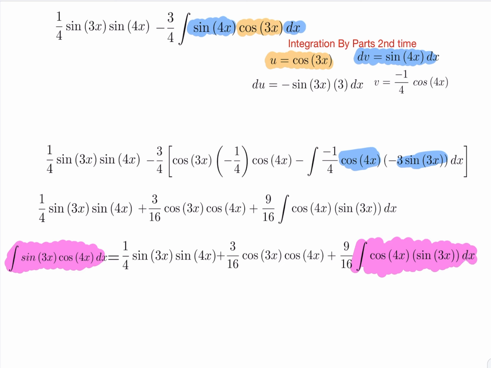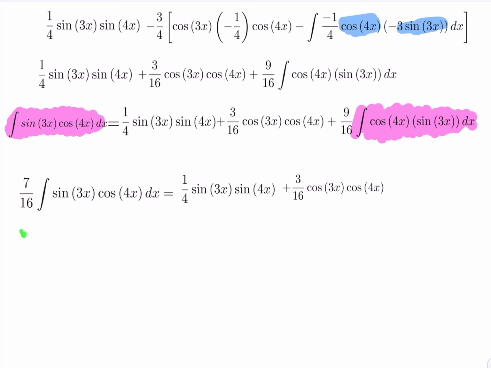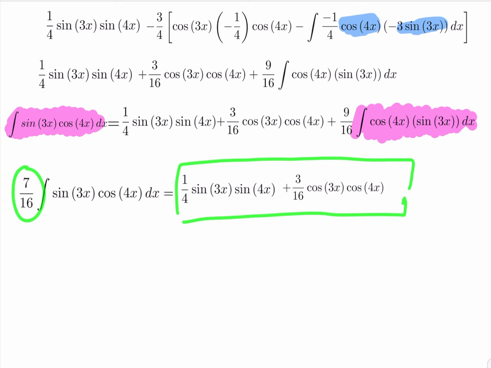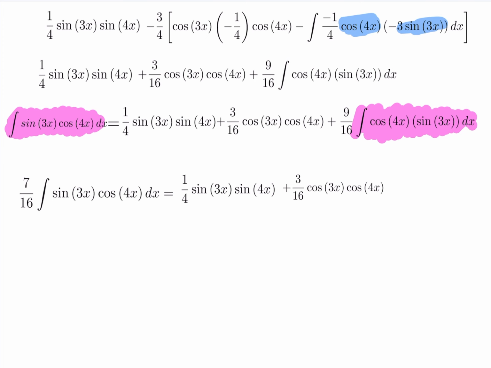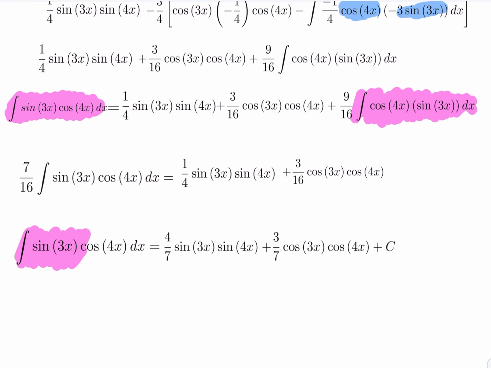So I'm going to go ahead and bring this 9 over 16th integral of our original question over to the other side, giving us the following. We end up getting 7 over 16. The integral of sine of 3x cos of 4x with respect to x is going to equal 1/4 sine of 3x sine of 4x plus 3/16 the cos of 3x cos of 4x. Divide out by 7 over 16, and we get our answer, which is the integral of sine of 3x cos of 4x with respect to x will equal 4 over 7 sine of 3x sine of 4x plus 3 over 7 cos of 3x cos of 4x plus our constant term c.